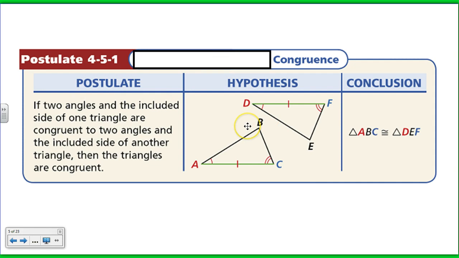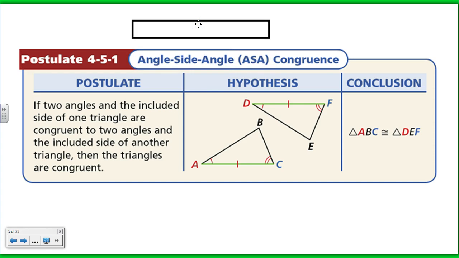If two angles and the included side of one triangle are congruent to two angles and the included side of another triangle, which means two angles and the side between them, right? Then the two triangles are congruent. So look at this. We have angles A and D, congruent. We have side AC and DF, congruent. And then we have angle C and F, congruent. So angle, side, angle is congruent to angle, side, angle. And so we can say the two triangles are congruent. This is called the angle, side, angle congruence postulate.